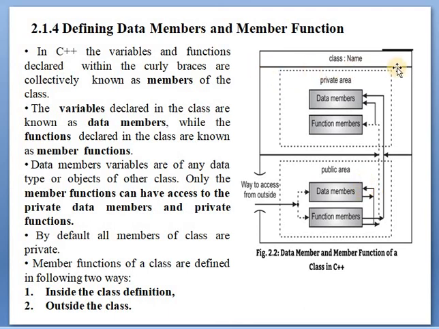But see here, private data is only accessible for the public area of the same class. But this public area, that is public accessibility mode, data members and variables, can be accessed from the outside of that class also. So this is the figure of data member and member function of a class in C++. So by default all members of a class are private. So all these members are the private members of the class.